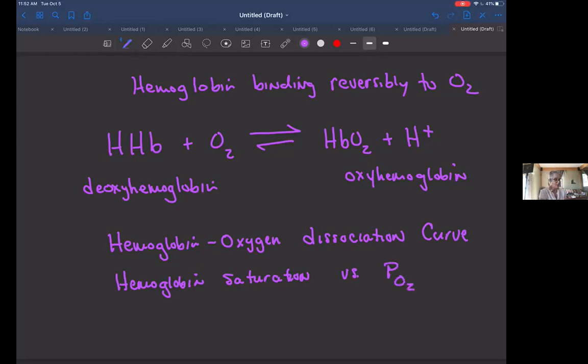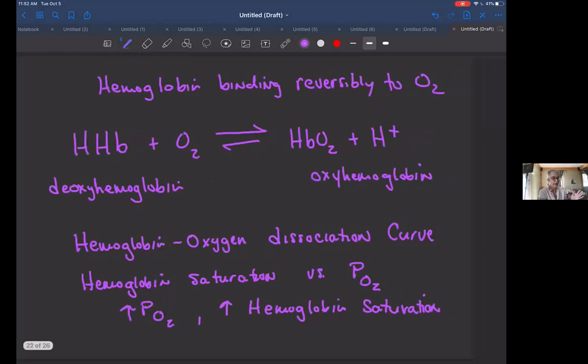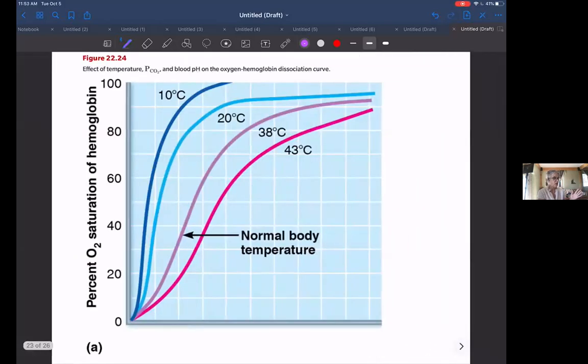So as we increase the partial pressure of oxygen, we increase hemoglobin saturation in general. So at the lungs, where there's lots of oxygen, hemoglobin is going to pick up oxygen. At the tissues where there's low amounts of oxygen, it is going to release it. So these saturation curves are sometimes confusing to look at. So let's just look at it under normal body temperature. So this should be on this axis.